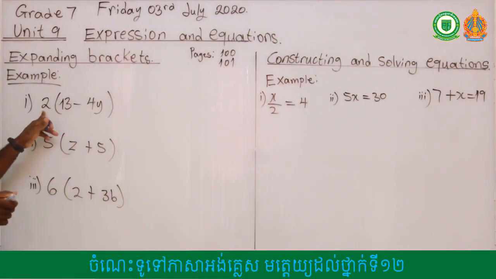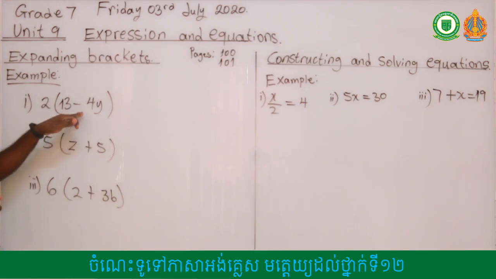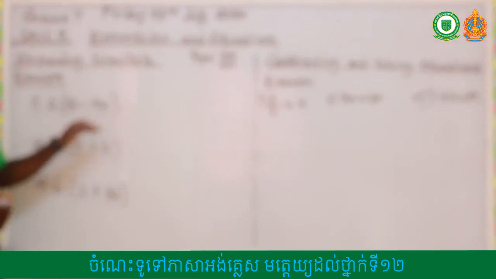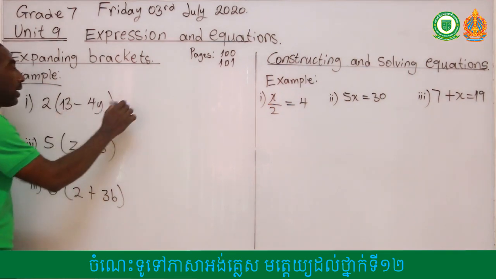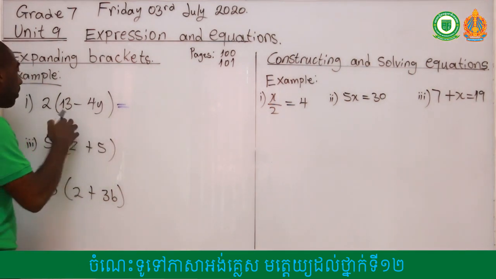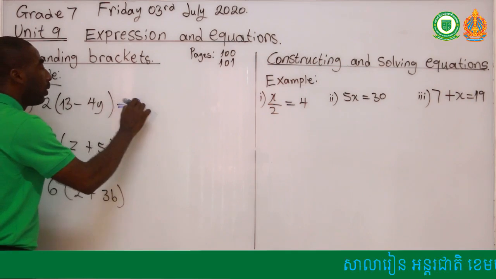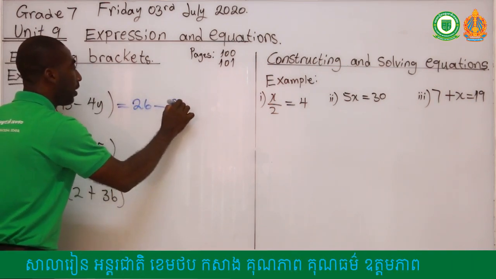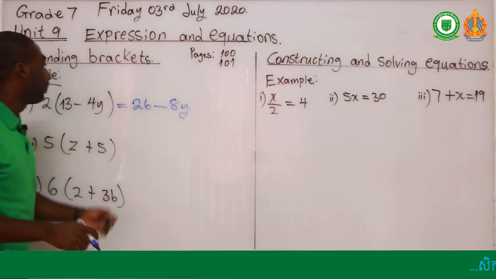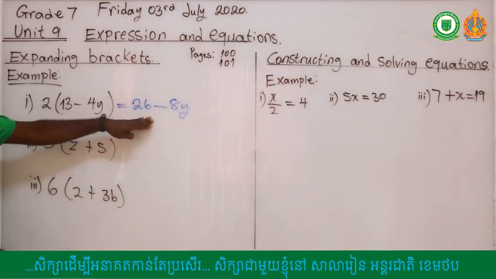So we have 2, then in the bracket we have 13 minus 4y. So this will be solved as 2 goes into the bracket and then we're going to expand the bracket. So 2 will be 26 minus 8y. Okay? So this is the solution for the first one.